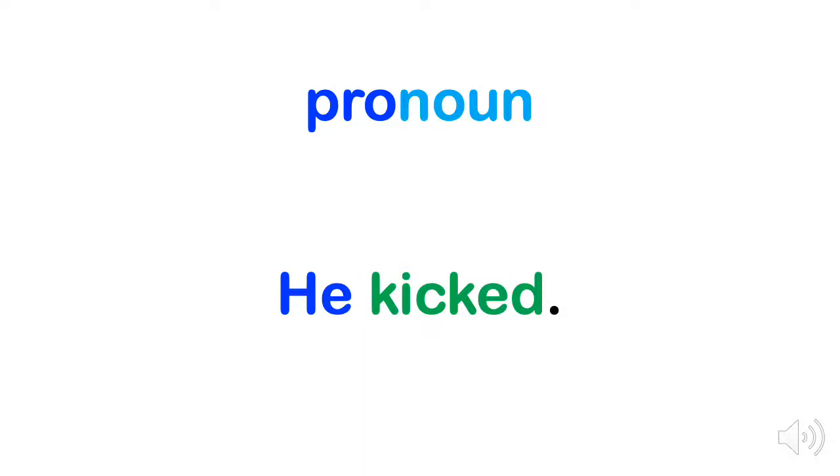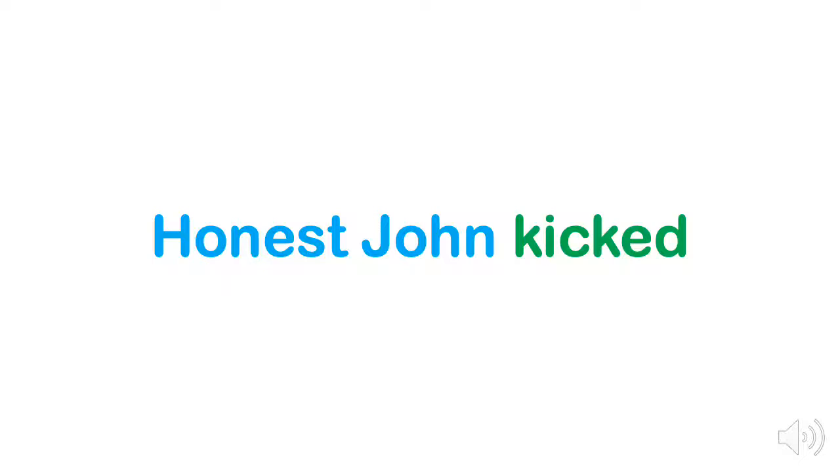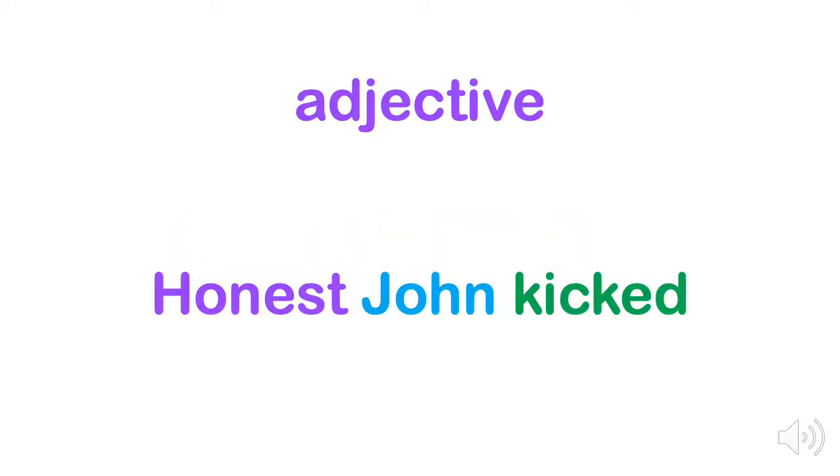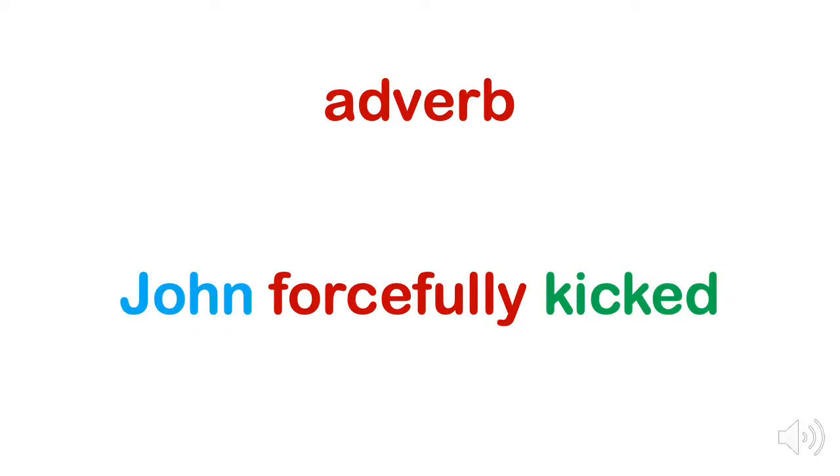Let's take John's name out. We're still talking about John, but instead of his proper noun, we've replaced his name with a pronoun. Pronouns take the place of a noun. Words like he, she, it, we, and I are all pronouns. Now, if we describe John in any way, we're using an adjective. Adjectives describe nouns. And if we describe what he did, for instance, how he kicked, then we're using an adverb.